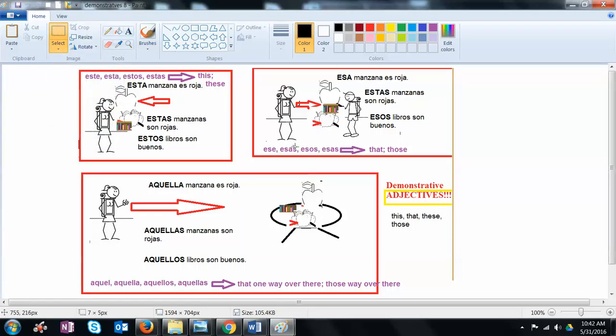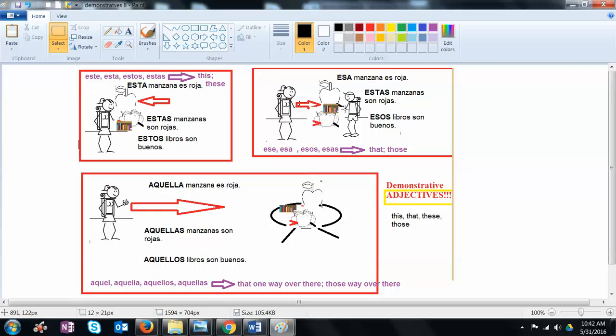esa, esos, and esas. That and those. So that apple is red. Esa manzana es roja. I choose esa over ese and esos and esas because esa is feminine and singular, and what I'm describing is feminine and singular. If I want to say those apples are red, esas manzanas son rojas.